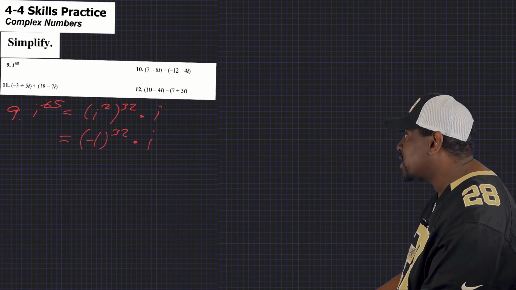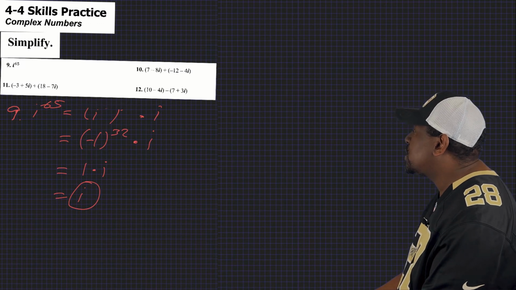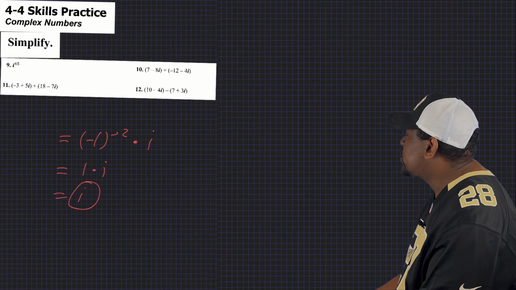Since we have an i left over, we multiply by i. We substitute -1 for i squared. That will give us -1 to the 32nd power. Since it's -1 to an even power, we know it's +1. 1 times i is equal to i. So the final answer for this problem is i. So now we'll go to number 10.